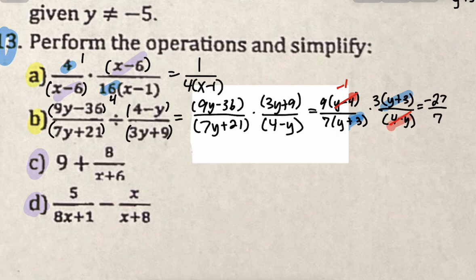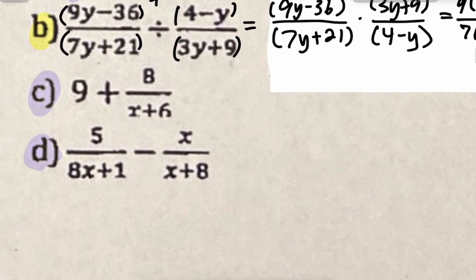So let's start with C. Put your 9 over 1. And what do we have to have if we're adding or subtracting fractions? Yes. The same denominator, that common denominator. So put any pieces that are not just one term in parentheses. Our denominators contain a 1 and an x plus 6. So the only thing we need is an x plus 6. So we're going to multiply this fraction on top and bottom by an x plus 6.